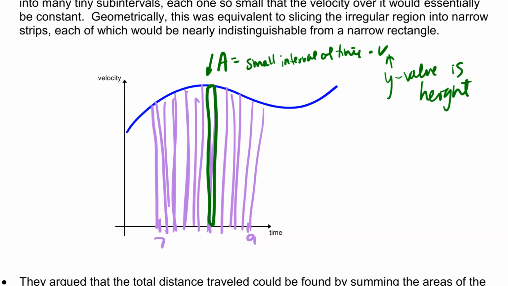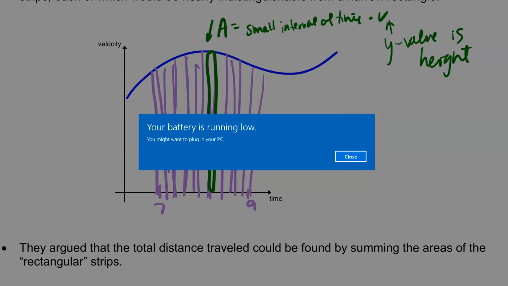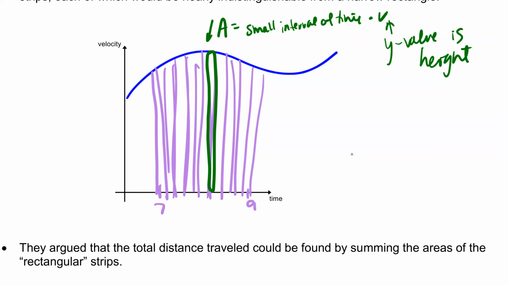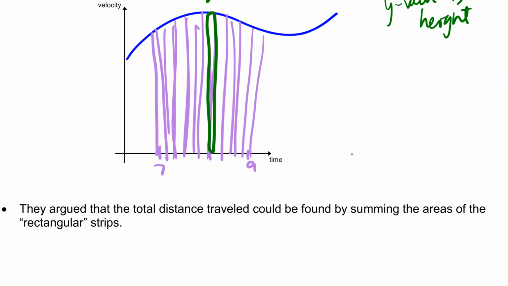Newton and Leibniz argued the total distance traveled could be found by summing the areas of the rectangular strips. So that is the next portion. We're going to make rectangles. The question is, how are we going to line them? If we split them into rectangles, is the left side going to be touching the function? Will the right side touch the function, or will the middle of the rectangle?